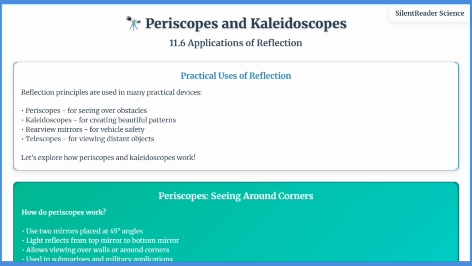Kaleidoscopes use multiple mirrors arranged at angles to create beautiful symmetrical patterns through multiple reflections. Colored objects placed between the mirrors create endlessly varying patterns that fascinate both children and adults. These devices demonstrate how reflection principles have both practical and artistic applications. Understanding light behavior helps us create tools that extend our vision and create beauty.